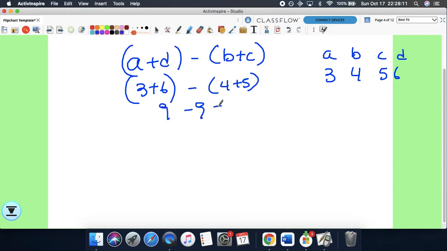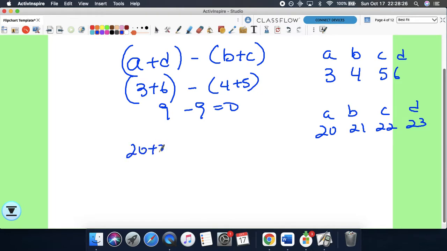9 minus 9 equals 0. Pick another one. 20, 21, 22, 23. A, B, C, D. So we're playing. So again, we're doing A plus D, 20 plus 23.